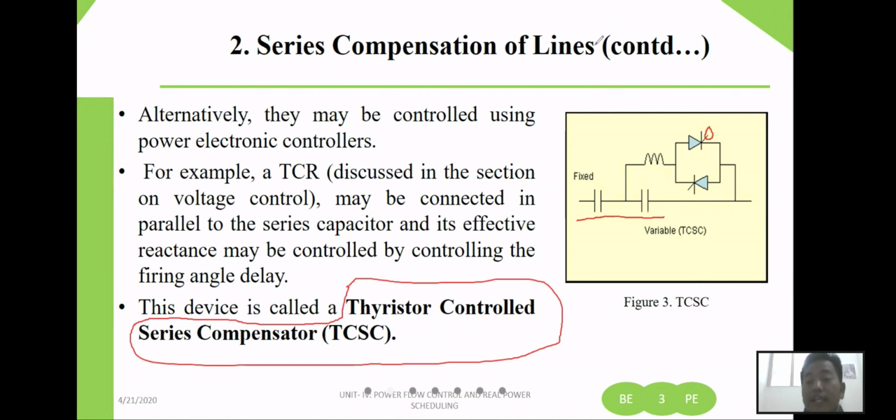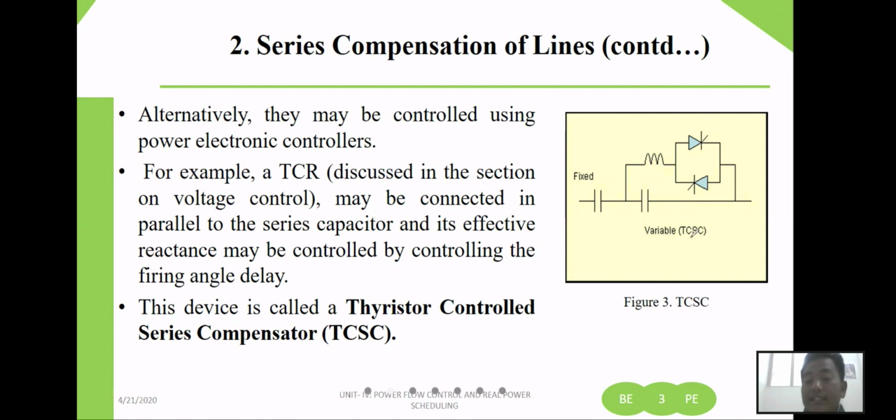Now the characteristic and the working principle of the thyristor controlled series capacitor, I think you have learned this concept in the power electronics application. And even more than this, you have learned other types of FACTS devices. Actually this falls under FACTS devices. So there are two ways in which we can control the power flow. The first one is connecting a series capacitor directly to the line. Another one is by using a power electronics device, which means a thyristor.